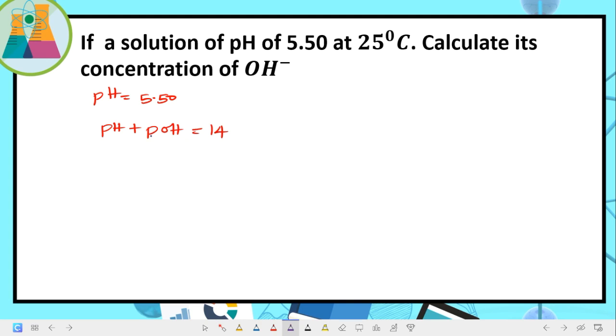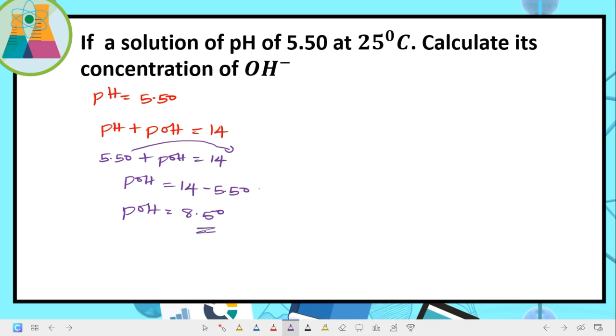Now if pH plus pOH is 14, so our pH is 5.50 plus pOH is equal to 14. Now let's make pOH the subject of the formula by taking this one to this side. So this becomes 14 minus 5.50. So our pOH will be 14 minus this, which gives us 8.50.